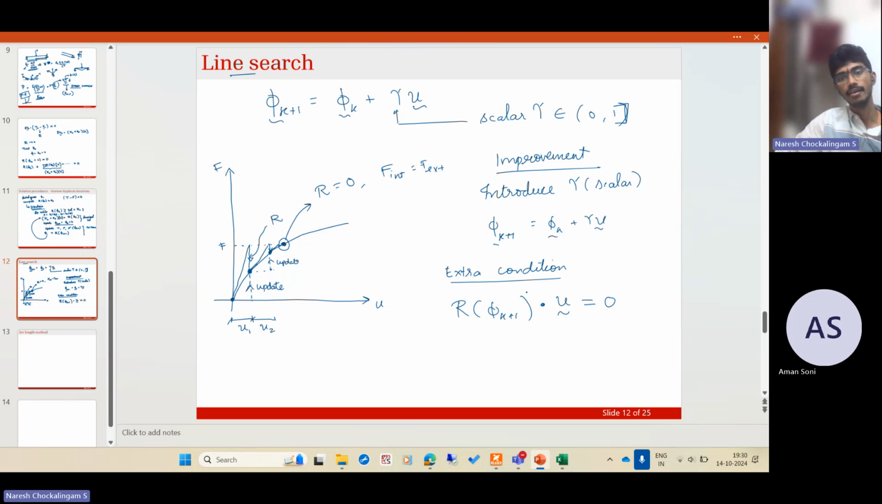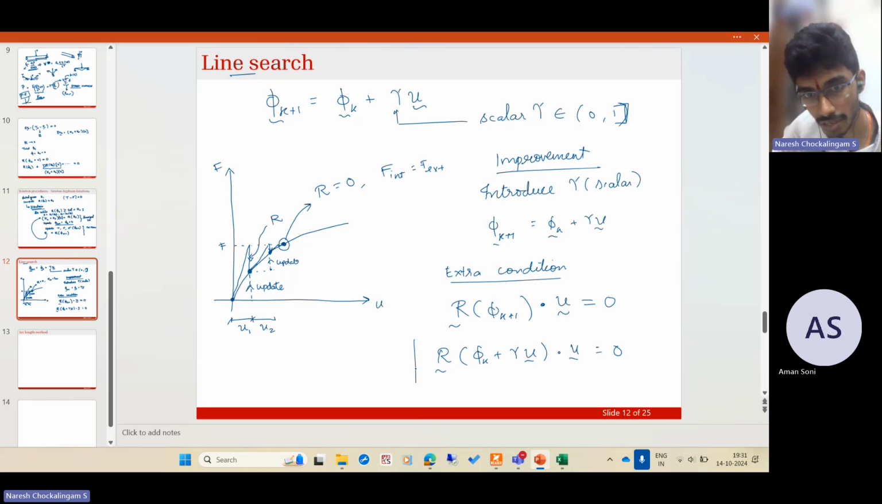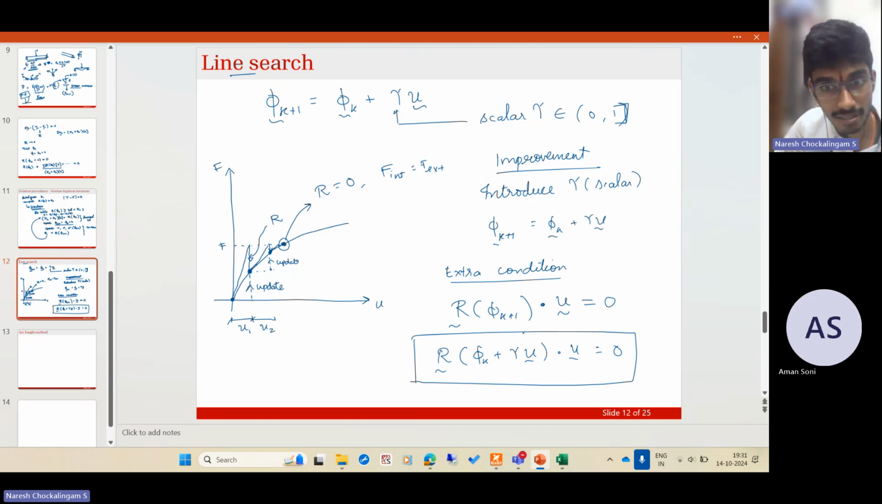So it's like after we do the update, we get a residual, and at that point the residual is orthogonal to this direction, which means that the residual does not have any component in the direction u. So this is basically r of phi k plus gamma u dot u is equal to 0. So we solve this equation and then get gamma. But this is for every Newton-Raphson iteration.